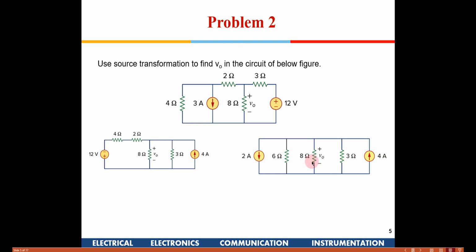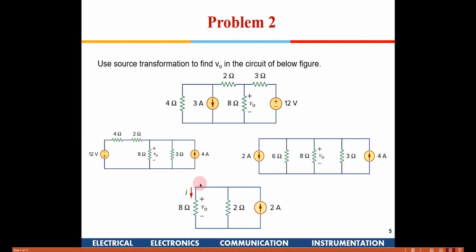So now these can be simplified. The 4 amp and 2 amp current sources can be combined. The parallel of 6 ohm and 3 ohm is going to give me 2 ohm, and the parallel of the 2 amp current source and 4 amp current source is going to give me 2 amps, right? So hence this circuit has now become pretty simple.